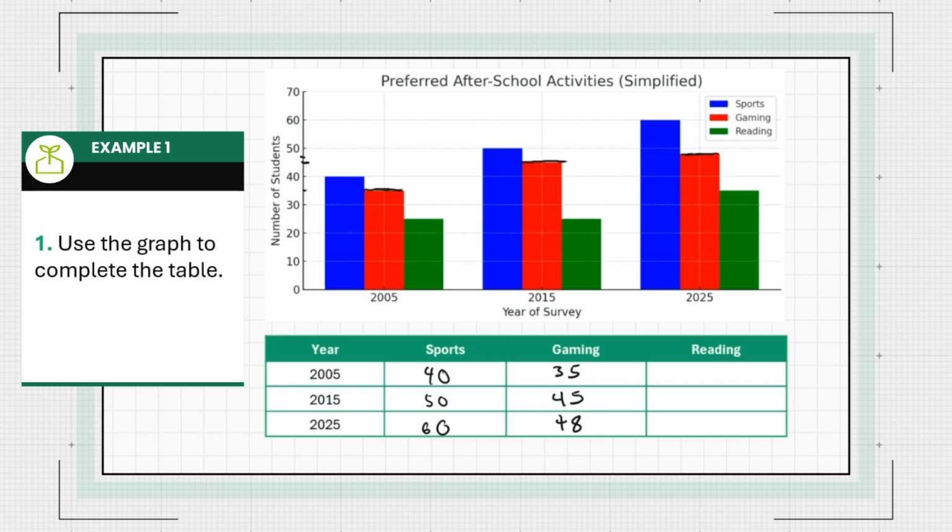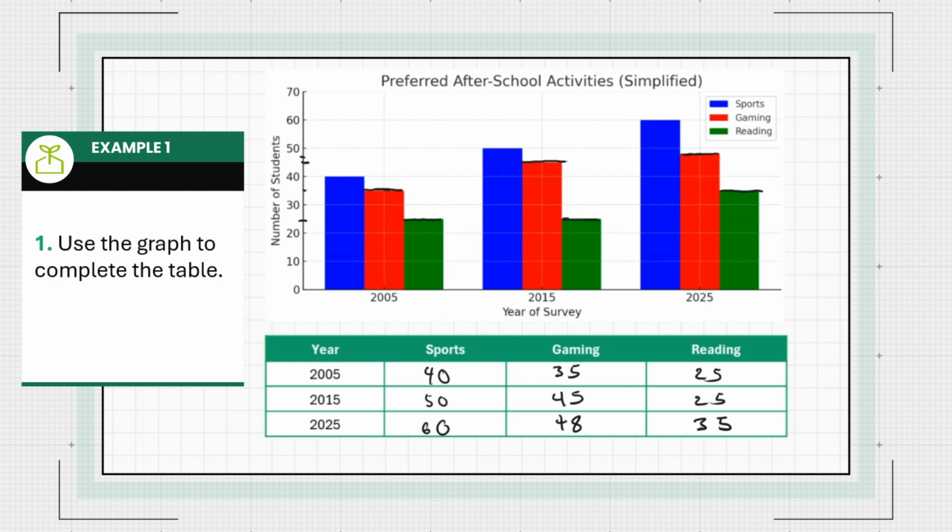So now we've gone to reading. Reading in 2005 is liked by 25 people, and in 2015 it's also liked by 25 people, and then in 2025 it looks like it's liked by 35 people.